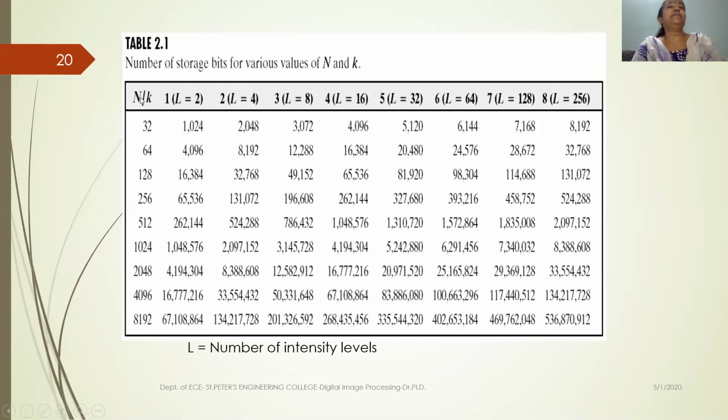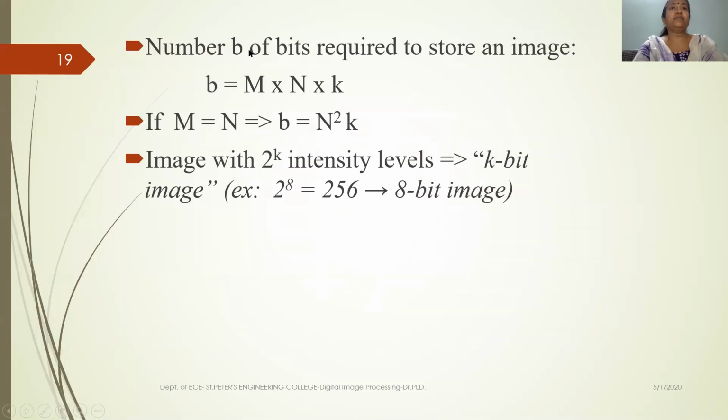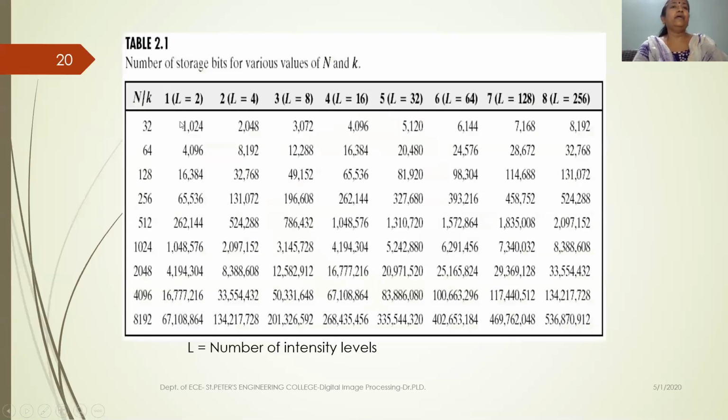So m into n into k. If k equals 1, then L equals 2. If k equals 1, then 32 into 32 into 1. So 32 into 32 is 1024, into 1, so 1024. Now 32 into 32 into 2, this one.